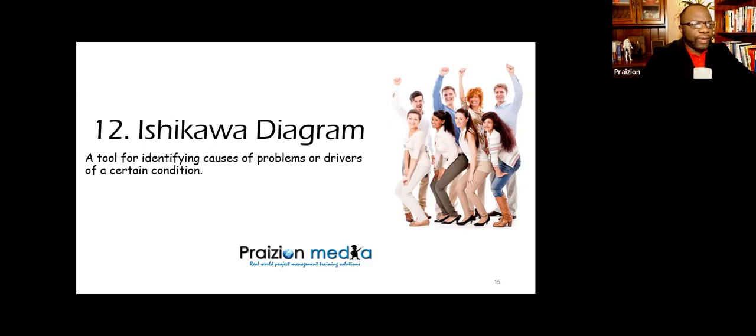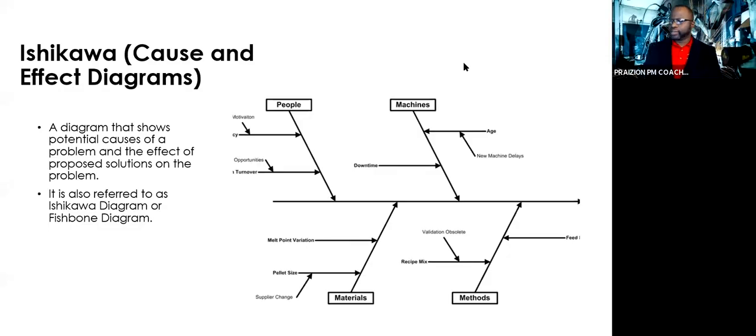So let me show you an example of the Ishikawa. And here on the screen, you can see an example of an Ishikawa. It's a diagram, like I said, that shows potential causes of a problem and the effect of proposed solutions on the problem, also known as Fishbone Diagram. Right here at the top, we could have a fish head to show what exactly the problem is.